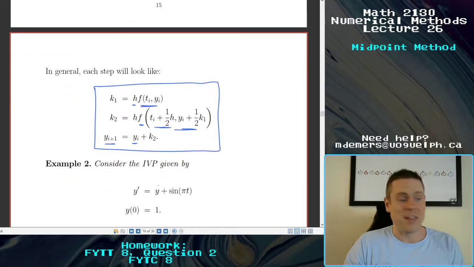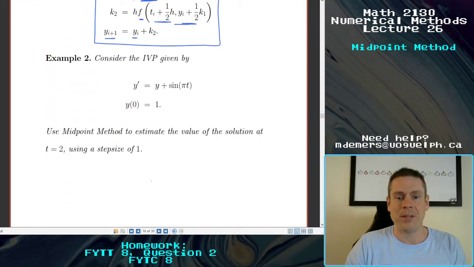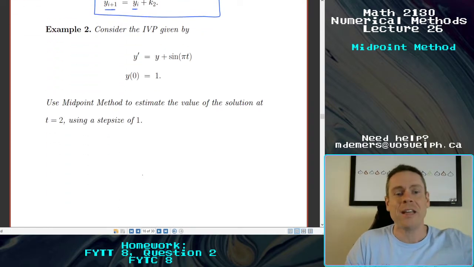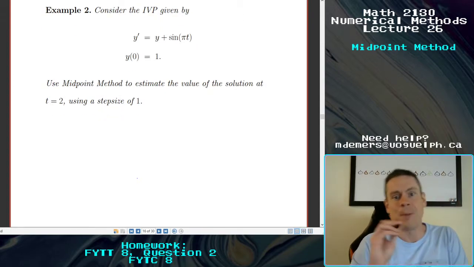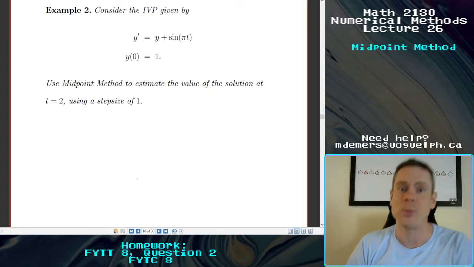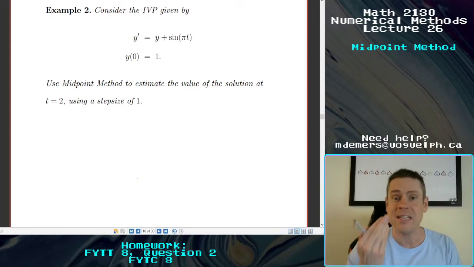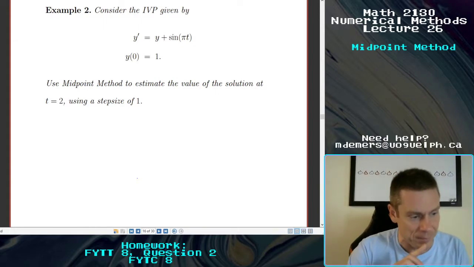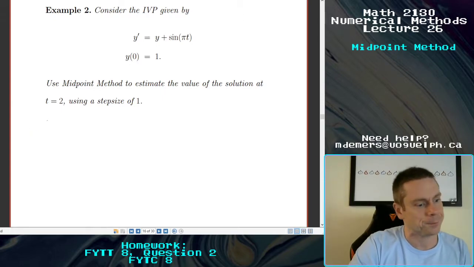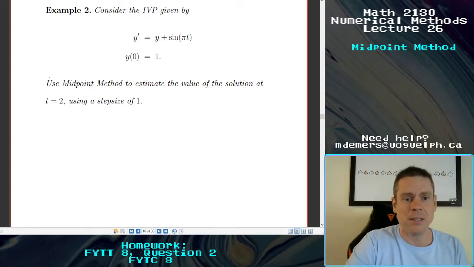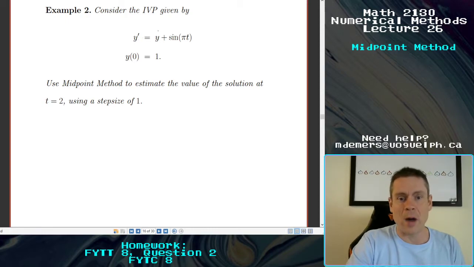So we're going to use this on an example here, and we'll see. It sounds really complicated, but I think that in practice it's not too bad. I'm going to use the same example that we did for Euler's method, so we can see the improvement pretty easily. And then you can compare the two methods as well. So, let's do this. y prime equals y plus sine of pi t, that's our f.